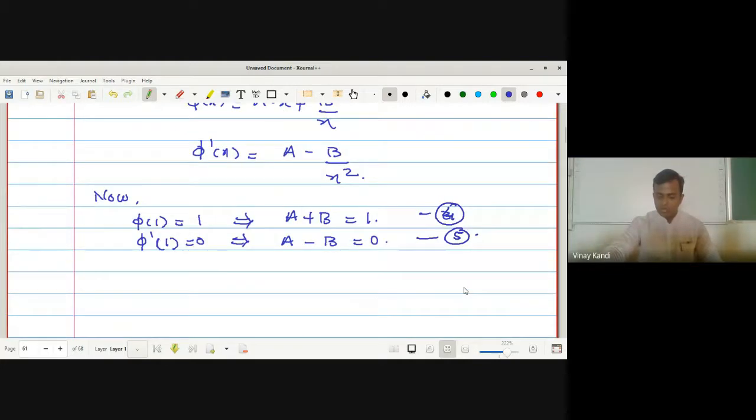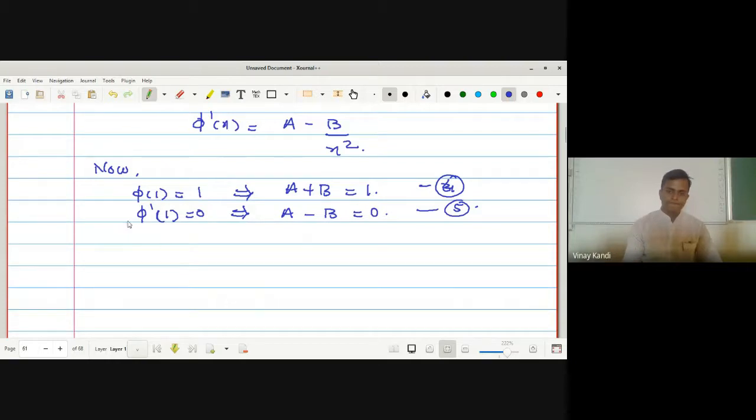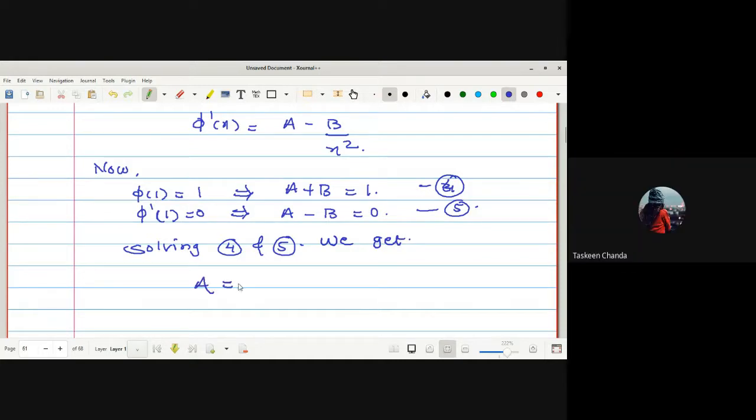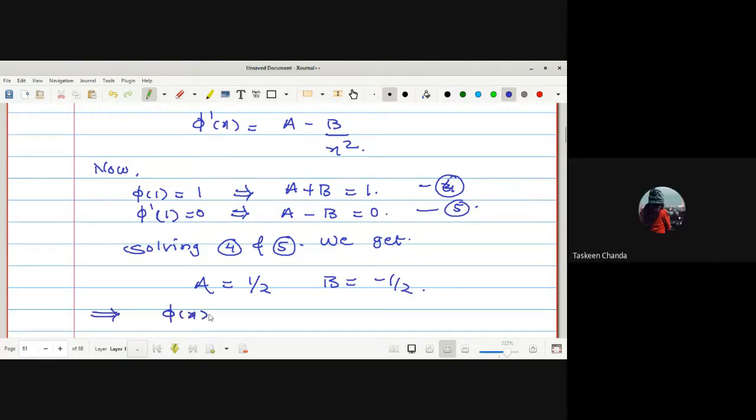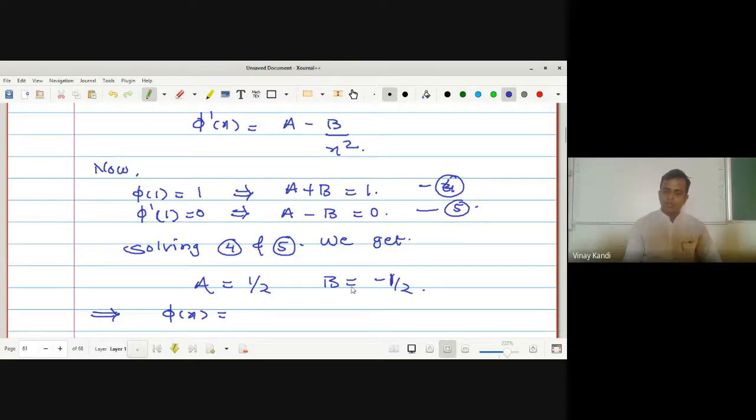Now solving 4 and 5, what are the values of A and B? We get A equal to 1 by 2, B equal to 1 by 2. So here we get phi of x is equal to x upon 2 plus 1 upon 2x. Okay, so this is the phi of x satisfying the initial condition phi of 1 is equal to 1 and phi dash of 1 is equal to 0.